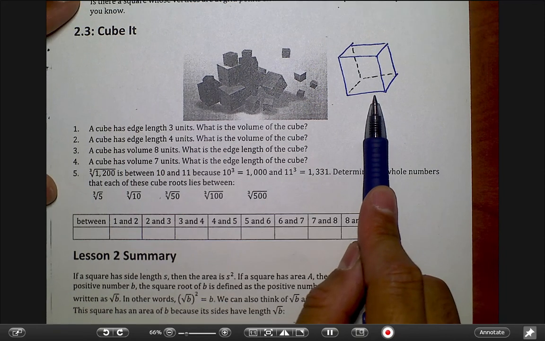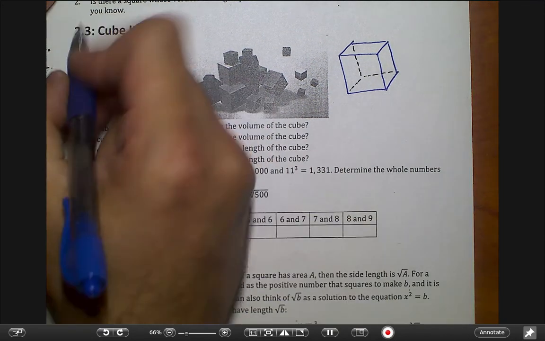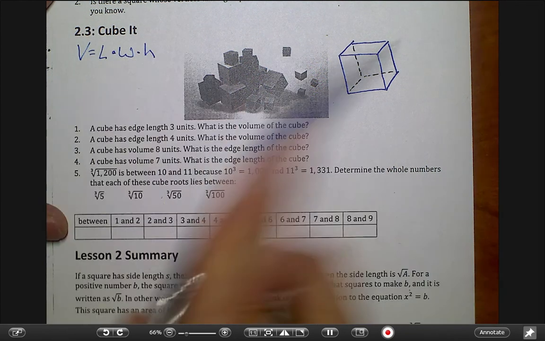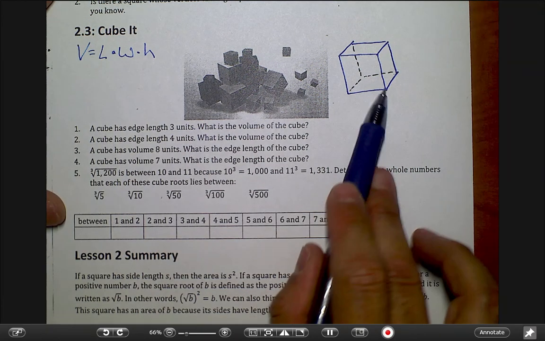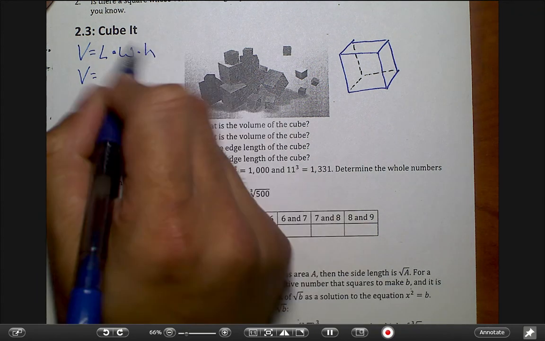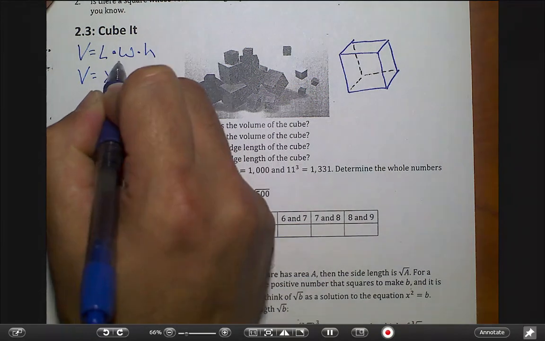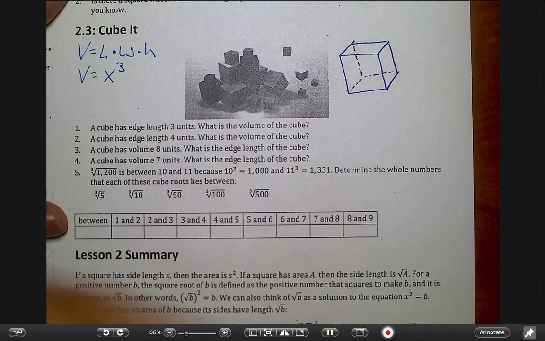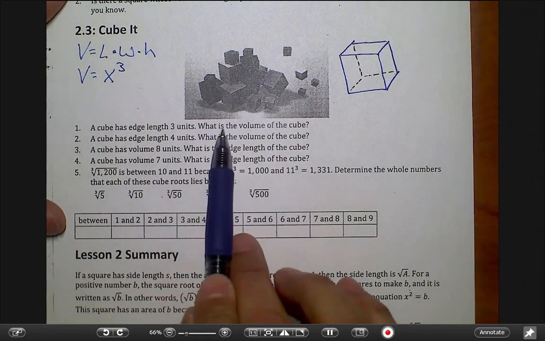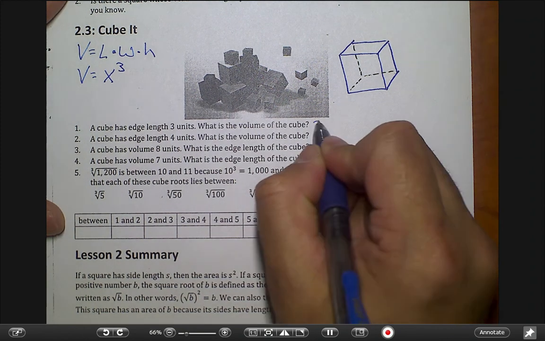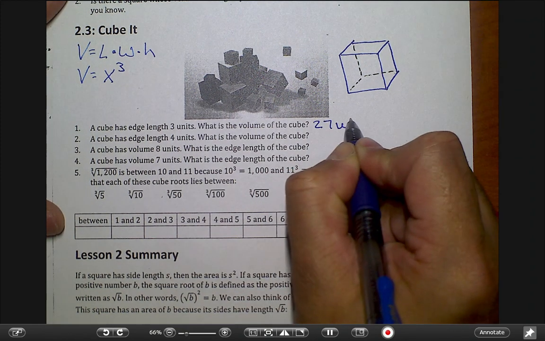All right, you ready? This cube, okay, the volume of a cube is equal to length times width times height. But for it to be an exact cube, all the sides are going to be the same. So basically volume is equal to whatever my length is, cubed, because they're all going to be the same. So if a cube has an edge length of 3, what's the volume going to be? Say it. 27. Because it's going to be 3 times 3 times 3. So that's going to give me 27 units cubed.